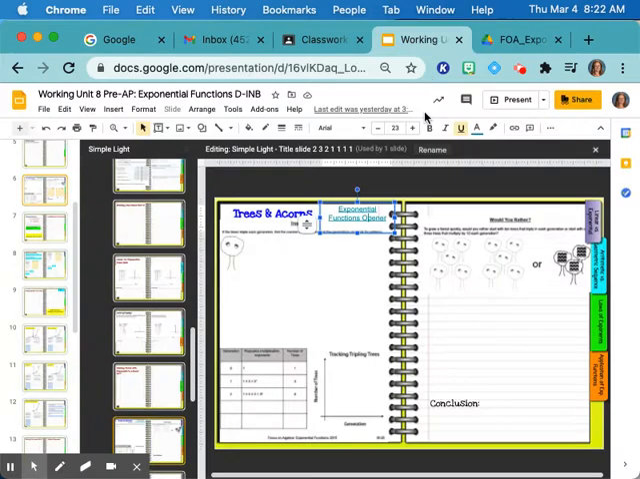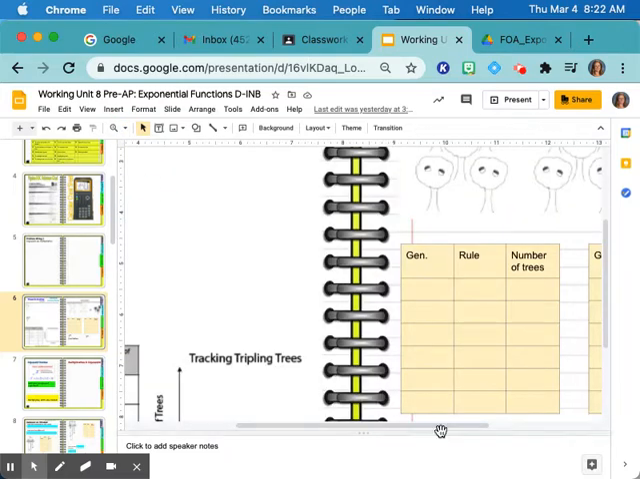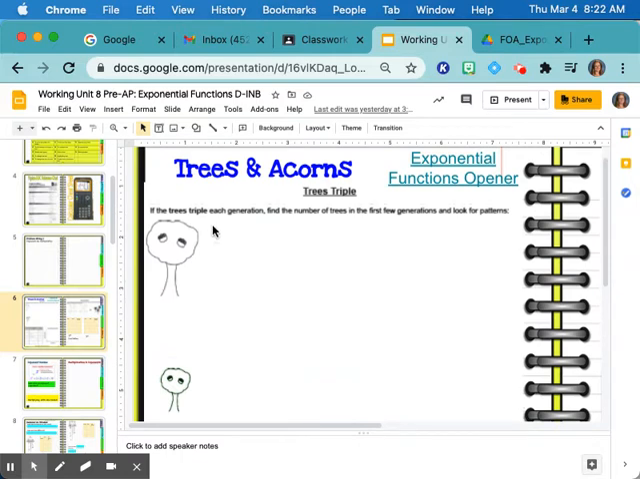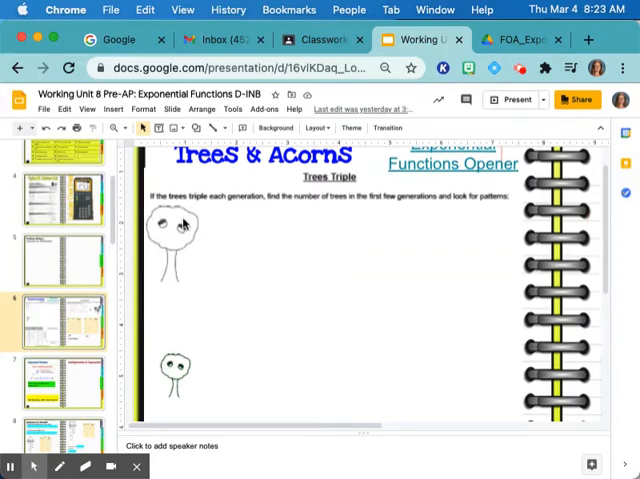So let's look at our slides. Let's see. So the little friends, they were saying it doubles every time. But then at the end, they realized, oh no, it was supposed to triple. So let's look at if the trees triple. So if the trees triple each generation, find the number of trees in the first few generations and look for patterns. So we have this to start out with.